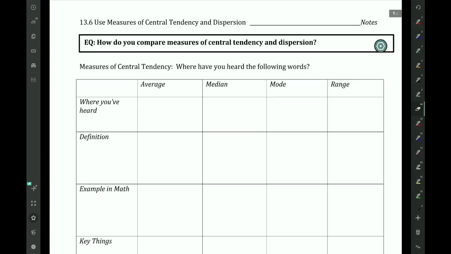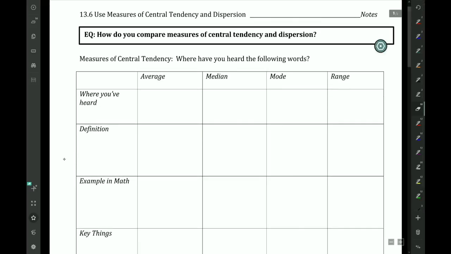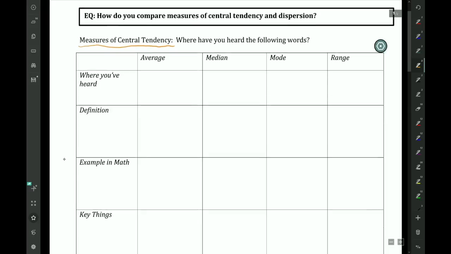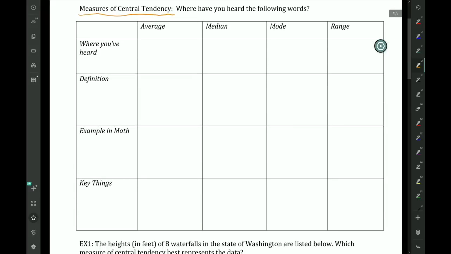Measures of central tendency and dispersion. Our central question is, how do you compare measures of central tendency and dispersion? Central tendency: there's a few different words which I know you've heard of, but now we're just calling them a fancy thing, central tendency, because it is looking at data and what it typically does.